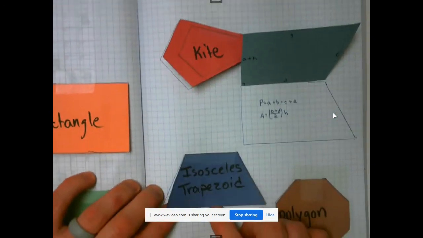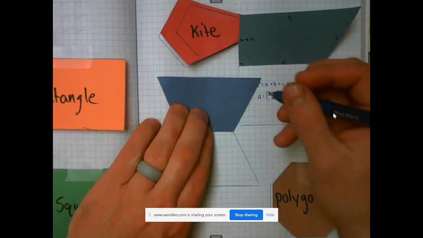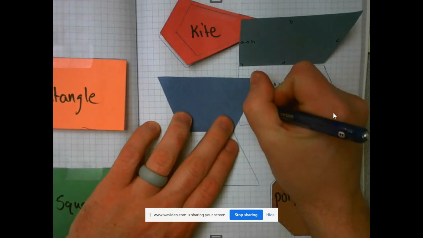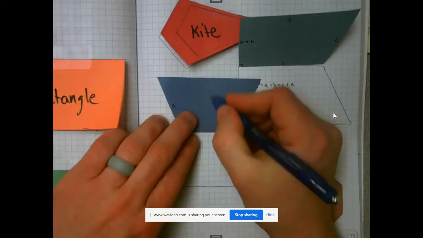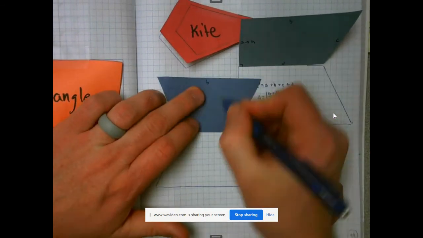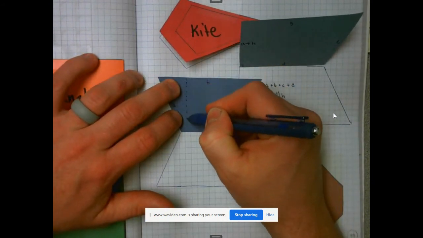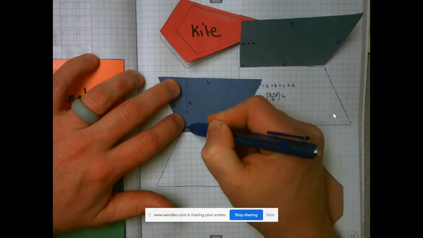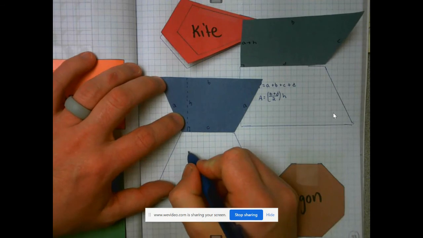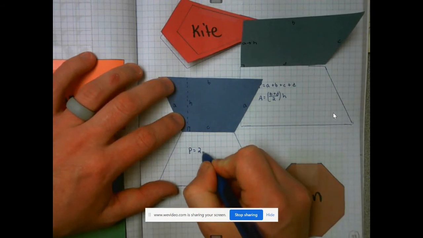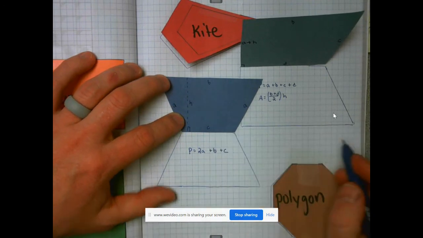And lastly, for an isosceles trapezoid, remember with isosceles trapezoid, we have two sides that are the same. So you have A and B, or both A's, and then you can have a B and a C. On these, you're going to need some height here, H, which is perpendicular to your bases, at 90 degrees there. So to find the perimeter, we have 2A plus B plus C. Again, just adding up all the sides.